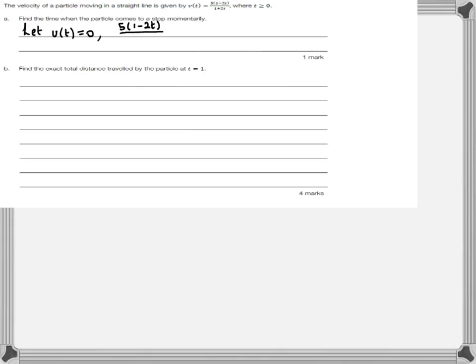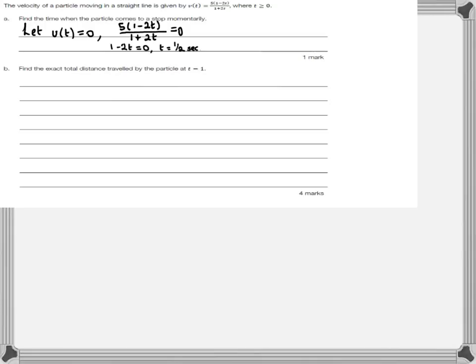So there's our starting point. We're going to let v equal 0. We let the function equal 0, and then we're going to solve for t. And we find that only occurs when the numerator is equal to 0, not the denominator, because if the denominator is equal to 0, we're in trouble. When the numerator is equal to 0, we get t equals a half second.